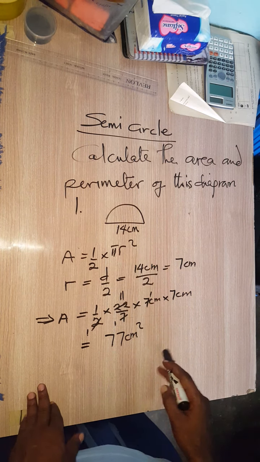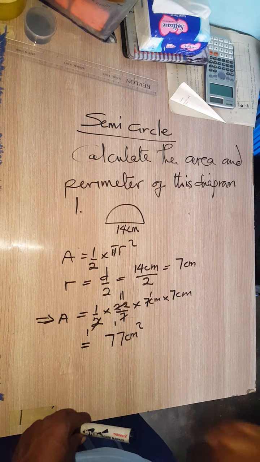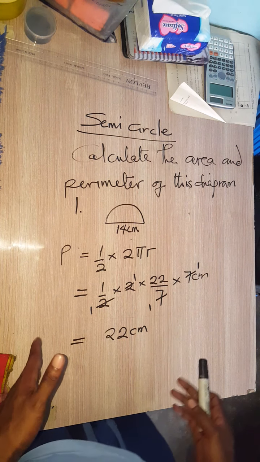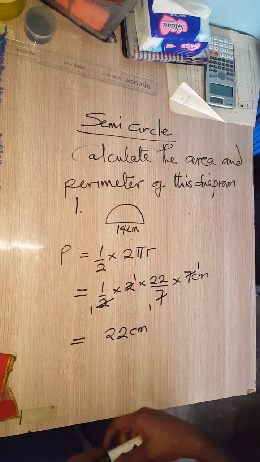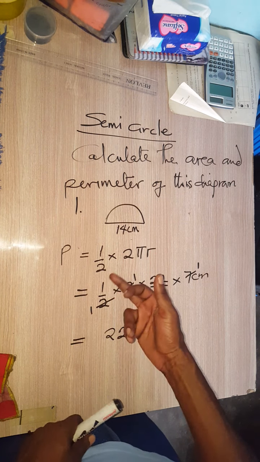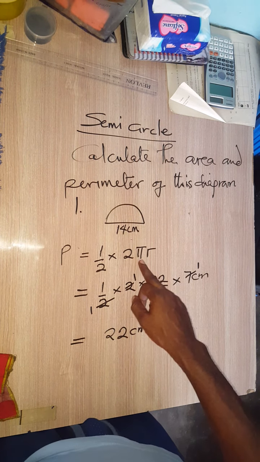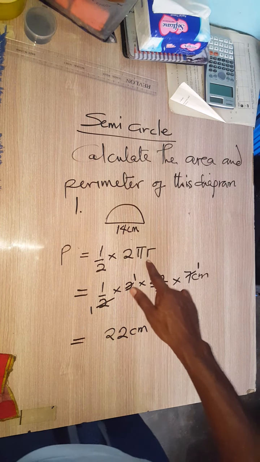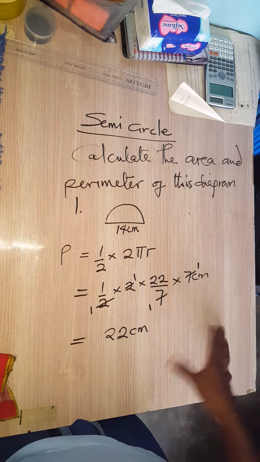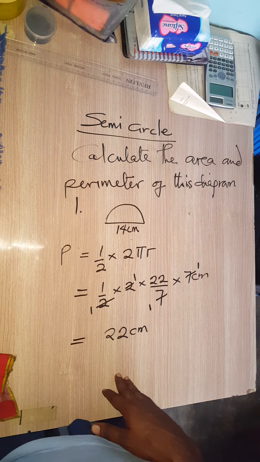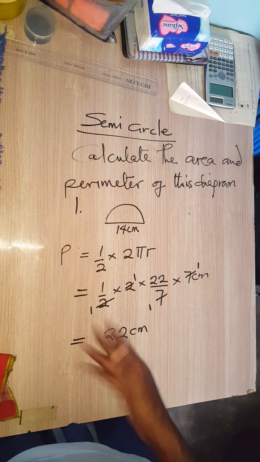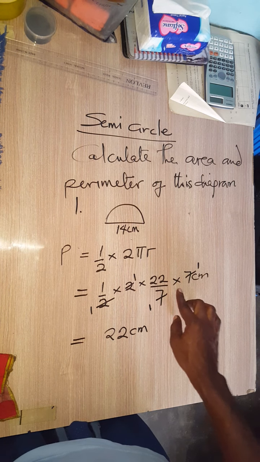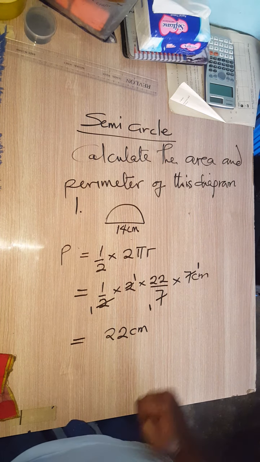Now let's look at how to calculate the perimeter of the semicircle. Now perimeter is also giving us P equals 1/2 times 2 pi r. We already know the r, which is 7 centimeters. We have calculated it when we were calculating the area. So we put it in the formula. 1/2 times 2 times 22/7, which is the pi, times 7 centimeters, which is the radius.